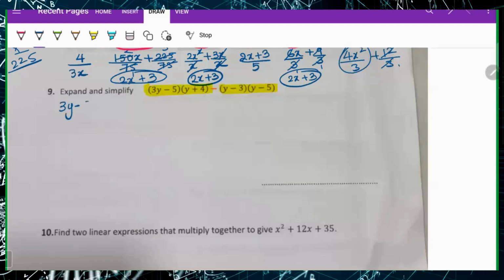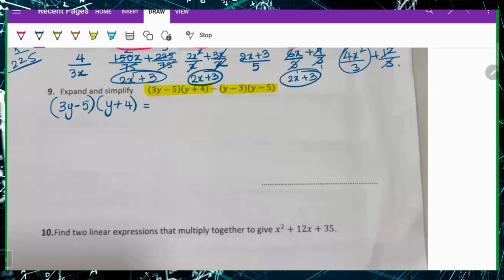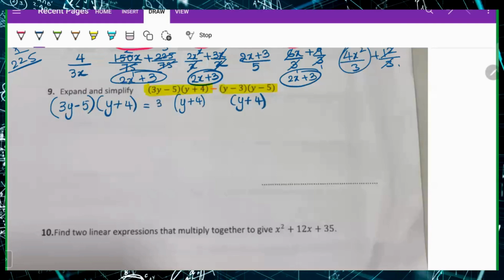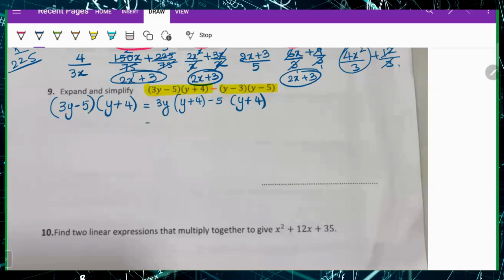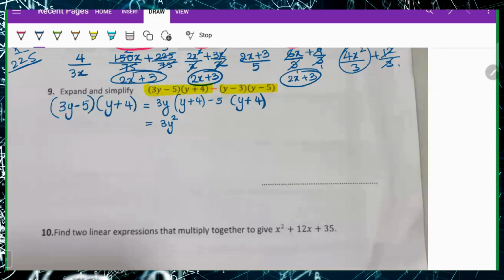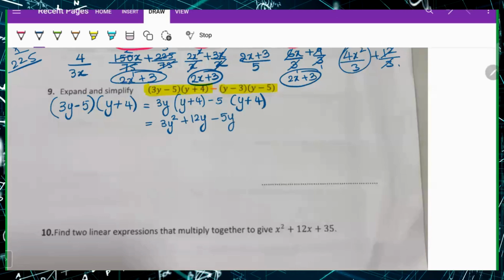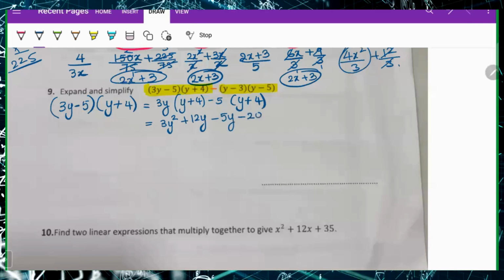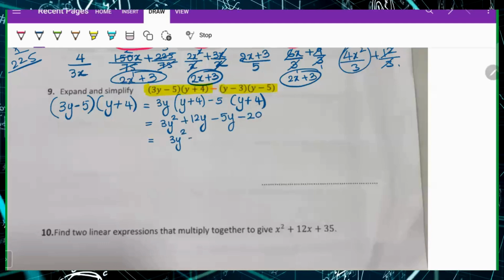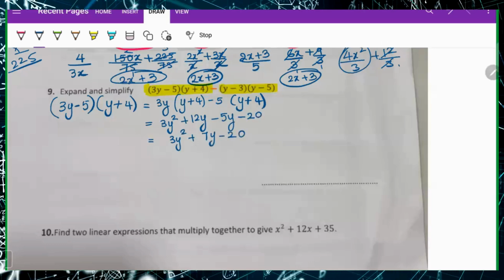3y minus 5, and the other bracket is y plus 4. I told you whenever you have a sum like this, you have to write the second bracket 2 times. Then you will have 3y here and minus 5 here. Now 3y into y gives you 3y square. 3y into 4 will give you a positive 12y. Minus 5 into y will give you minus 5y. And minus 5 into 4 gives you a minus 20. Next you have 3y square plus 12y minus 5y, that is plus 7y minus 20. Okay, you can't do anything further.